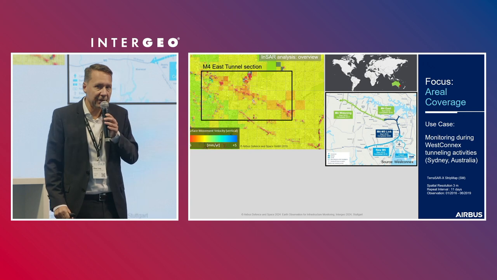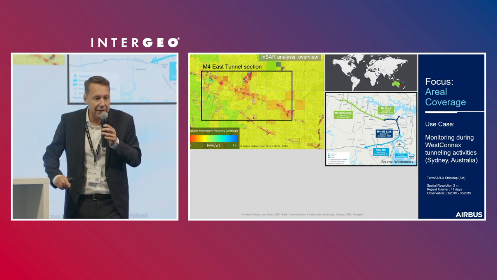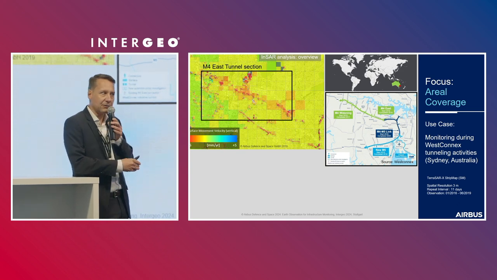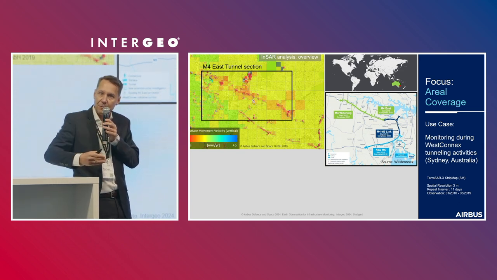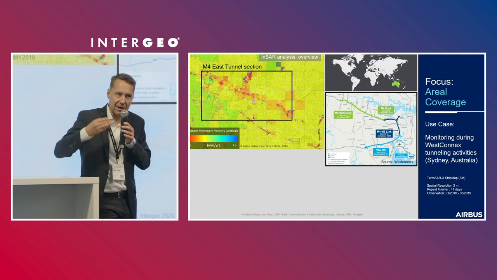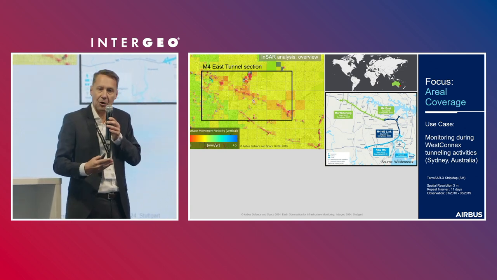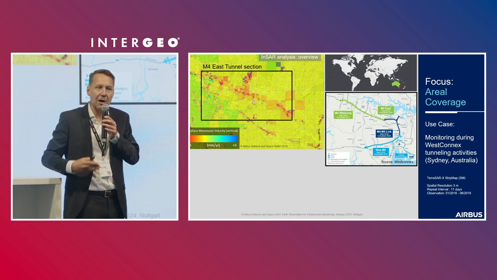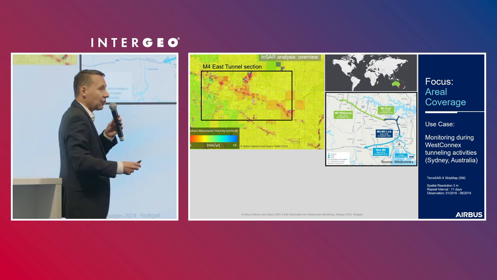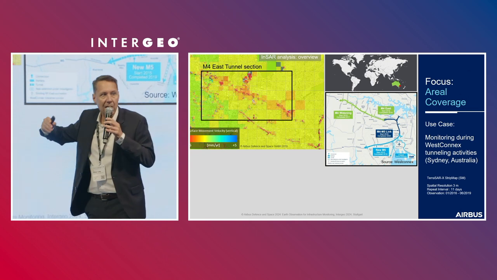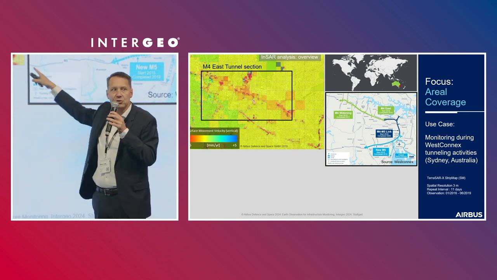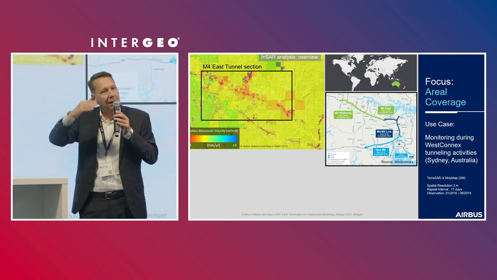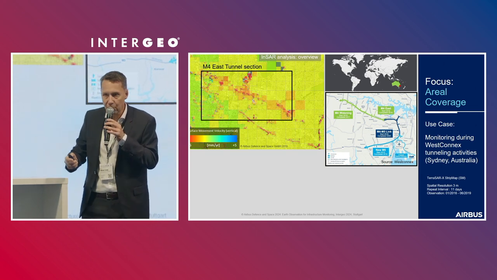Next example, focusing on the areal coverage. Here we are traveling to Sydney, Australia. A client was asking us to monitor surface deformation in the area of Sydney, where massive tunneling activities were ongoing. In parallel, we were asked to monitor the phenomena on the ground, and what we see here is not uplift, we see subsidence. It's not surprising. This orange pattern indicates where the drilling activities are ongoing.